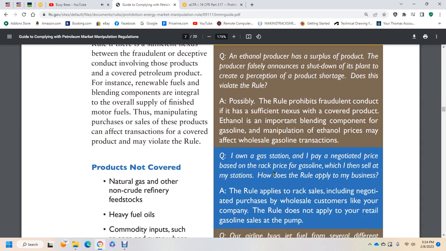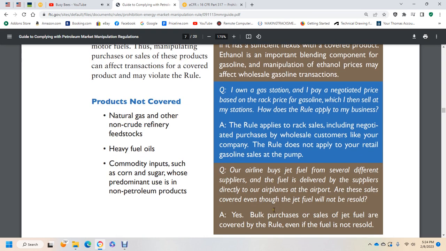Question: I'm a gas station and I pay a negotiated price based on the rack price for gasoline, which I then sell at my stations. How does this rule apply to my business? Answer: The rule applies to rack sales, including negotiated purchases by wholesale customers like your company. The rule does not apply to retail gasoline sales at the pump.